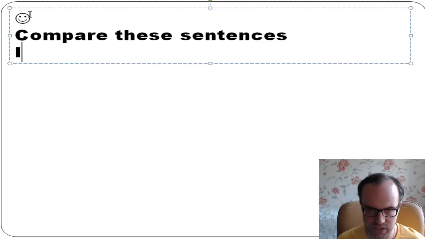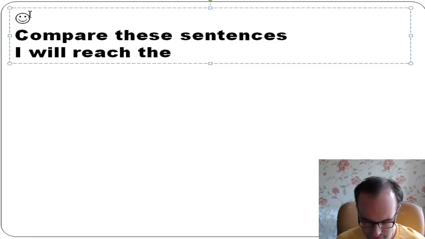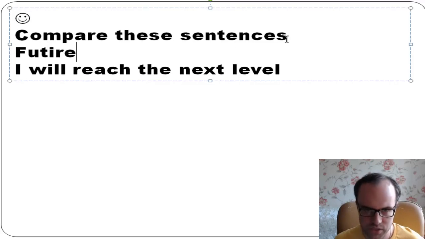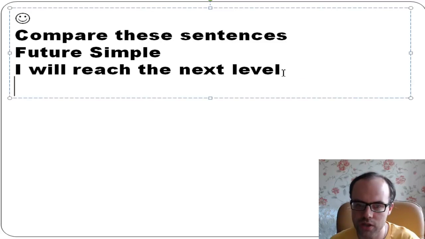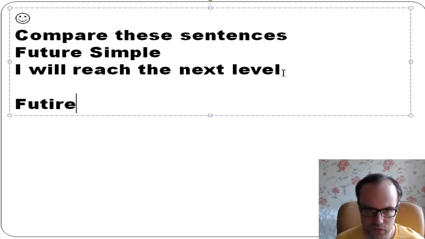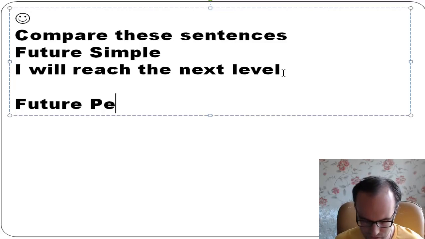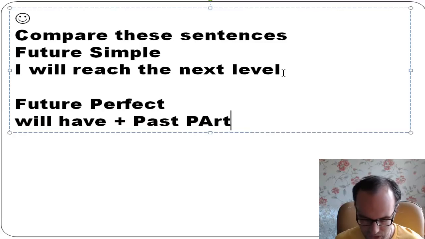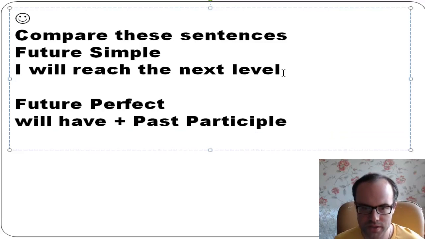So, I will reach the next level. I will reach the next level. Okay? So what tense is it? Right. It's future simple. Well, but you can add by, and you will have to use future perfect. So we form it this way: will have plus past participle, or plus the third form.